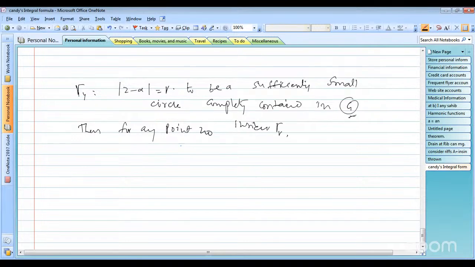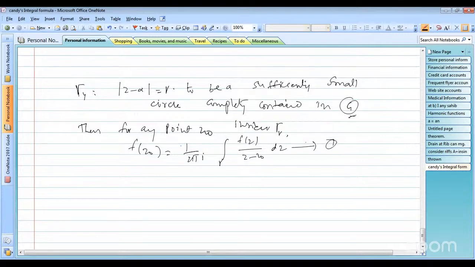So therefore we know the Cauchy integral formula is here. What is the Cauchy integral formula? f of z naught is equal to 1 by 2 pi i, integration over gamma of f of z by z minus z naught dz. This is the first equation.